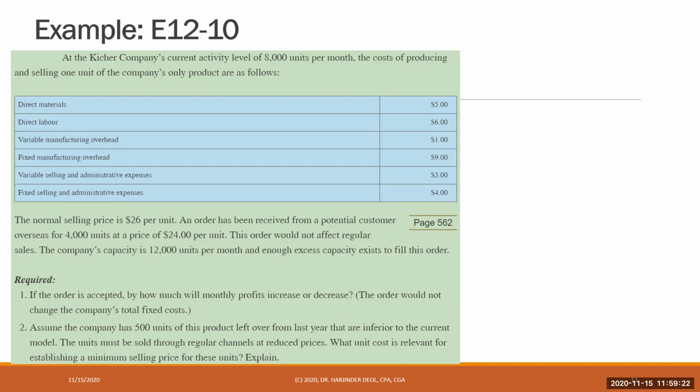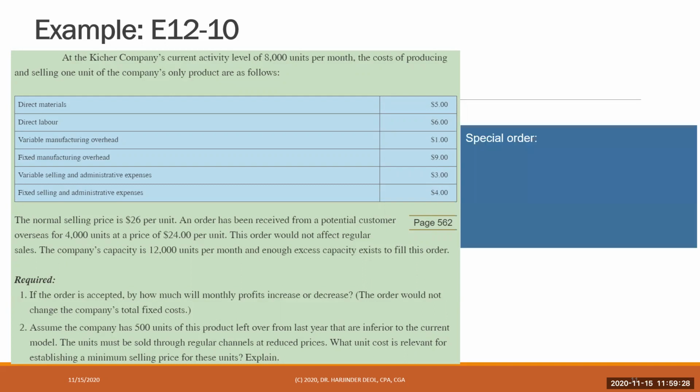So the order is not going to change the company's total fixed costs. So ignoring the total fixed costs, basically for the special order, we're going to have a selling price of $24. And our variable costs will be the direct materials, direct labor, variable manufacturing overhead, and the variable selling and admin expenses. So that'll add up to $15.